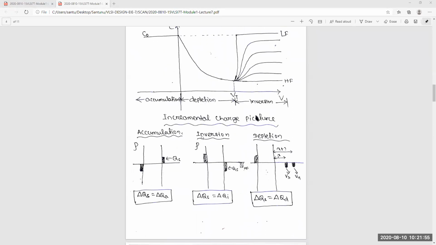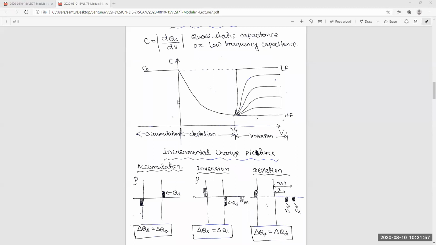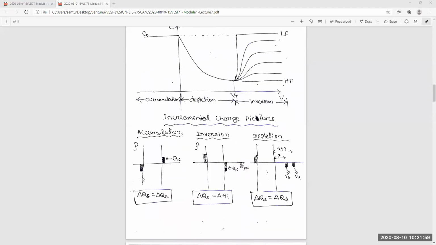Okay. So here you can see at accumulation region, when you are giving a negative voltage here, this is the incremental charge picture. Okay, change in charge. Okay, so when you are increasing a charge in accumulation region, corresponding to that, a charge is changing at this surface of the semiconductor. Okay, so del QS is equal to del QA.